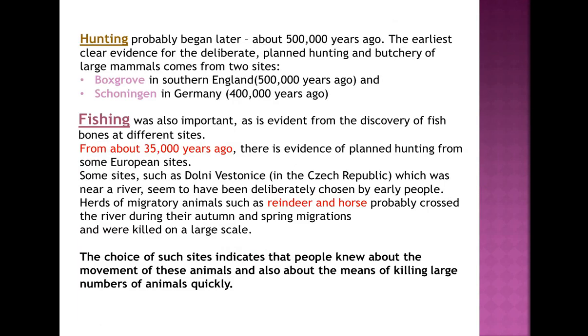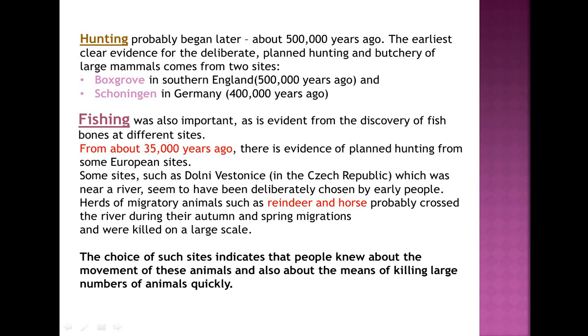Now next is hunting. About 500,000 years ago, there is a lot of evidence of hunting. Even now, people are so fascinated by hunting. It has become a sport, actually. There is a lot of clear evidence for deliberate, planned hunting, done meticulously and carefully, with a lot of skill, and also the butchery of large mammals. You know the meaning of butchery, like how the butcher cuts the animals before you buy them. So butchery was also happening, and these forms of humans were not finding it difficult to do that, and they had food also.